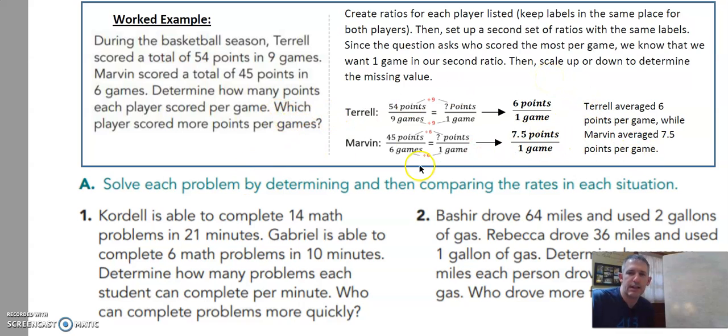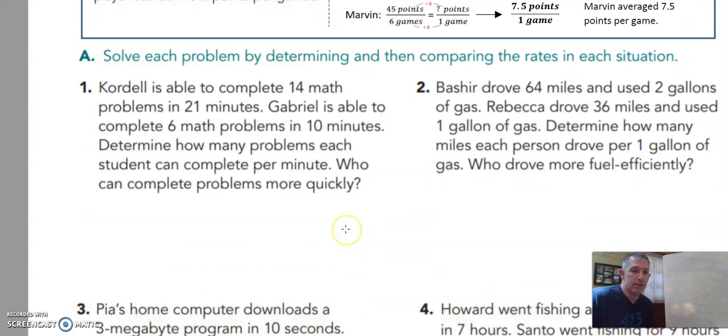All right, so who scored more points per game? Well, we would say that Marvin did, all right, because of our unit rates that we can see here. Once we get things to unit rates, it's really easy to compare because then we just look at who had more, all right? Or if we're looking at price, which is the smaller price per item, okay? So let's take a look at this.